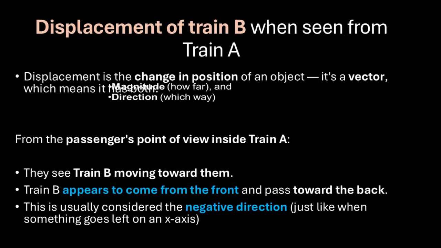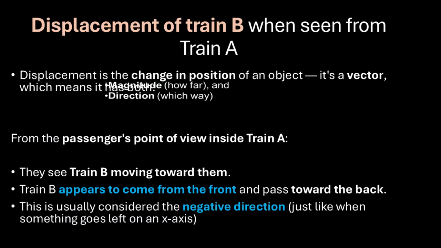Right. Now, what is the displacement of train B when seen from A? Displacement is a change in position. Being a vector quantity, it will have both direction and magnitude. Magnitude will say how far and direction will say which way. Which way means left or right here, right? So from the passenger's point of view, inside train A, they see train B is moving towards them. Train B appears to come from the front and pass towards the back. This is usually considered the negative direction.